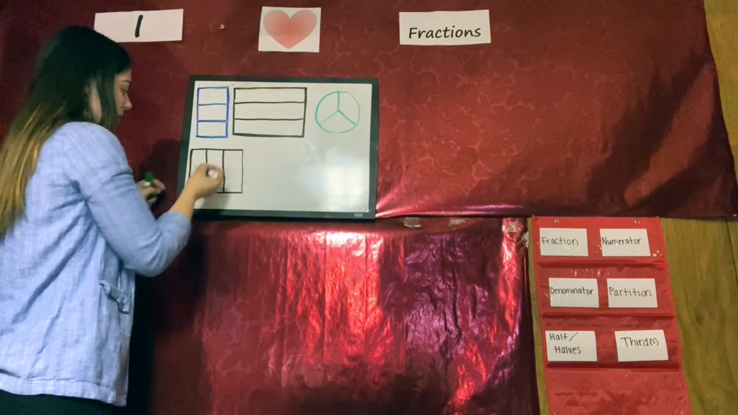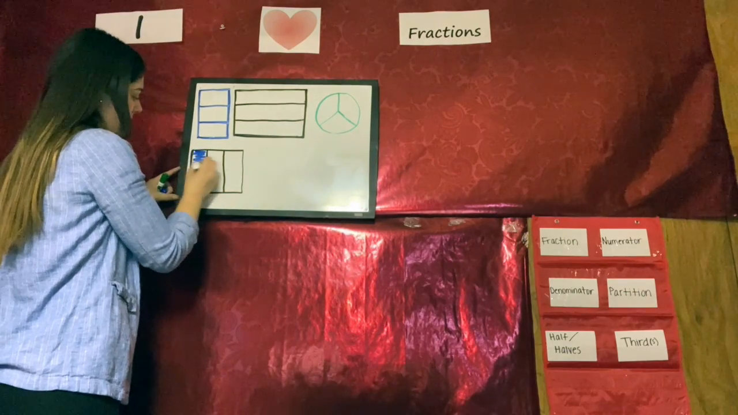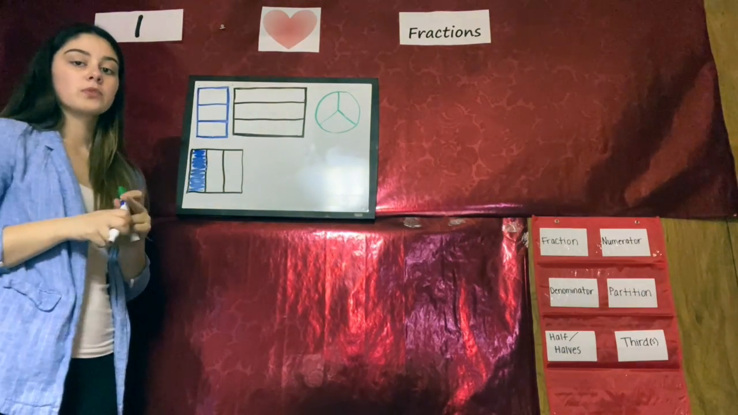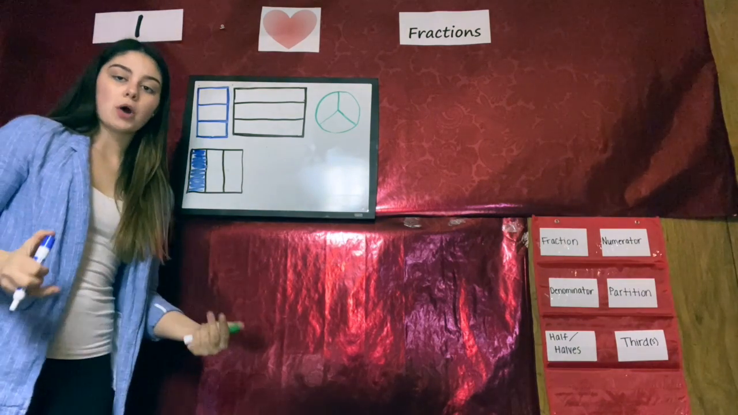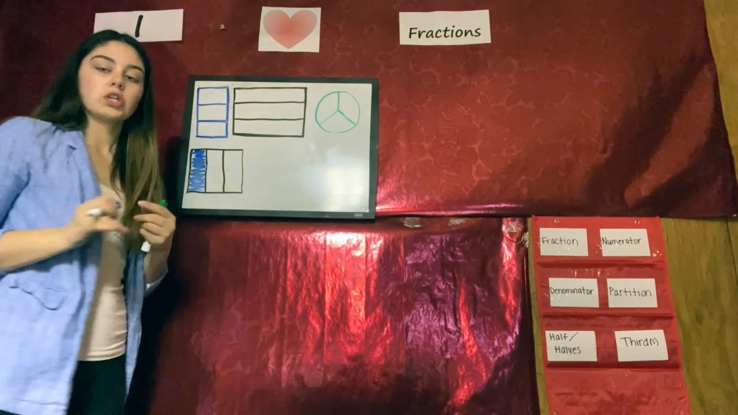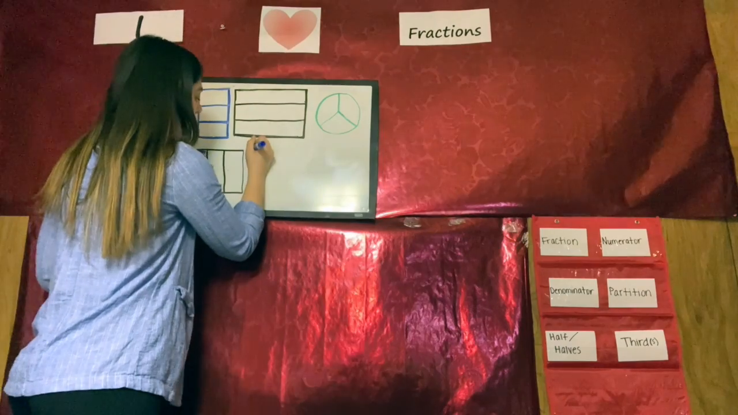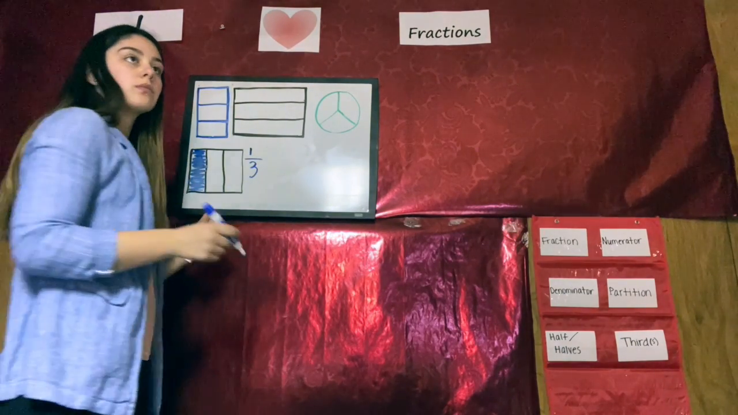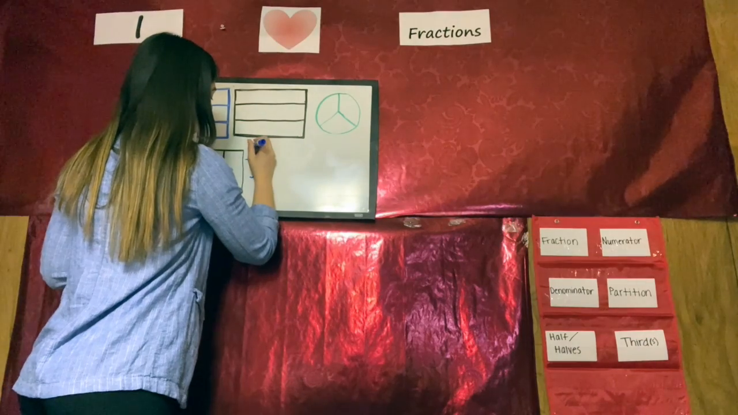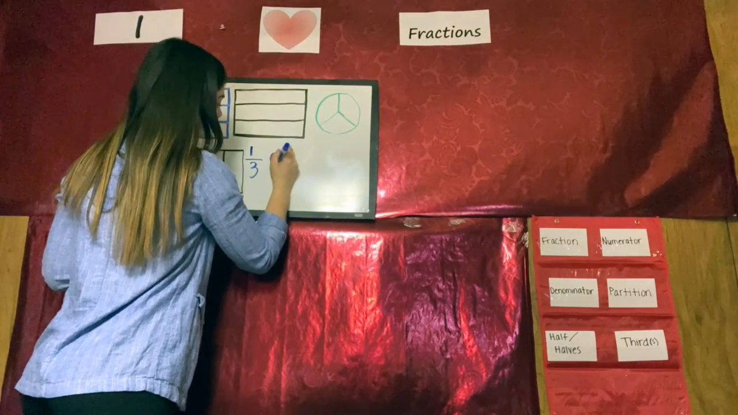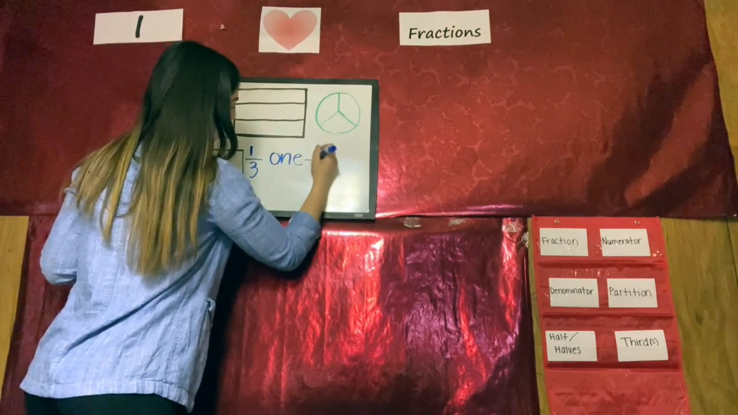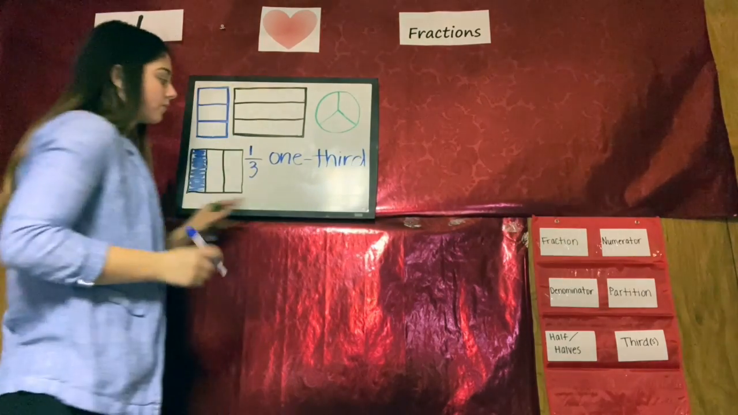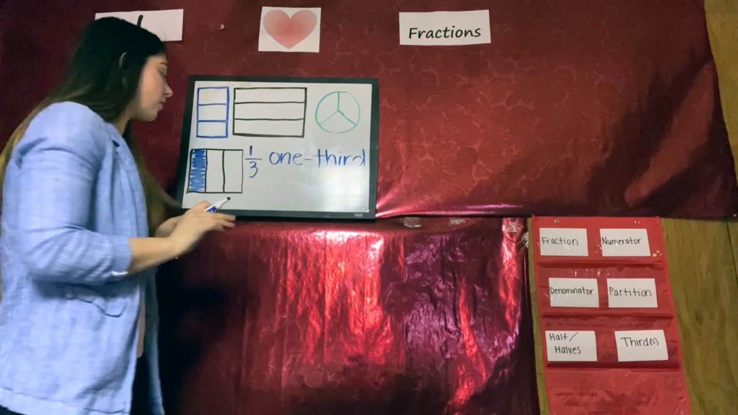If we were to shade one part of this rectangle, we would say 1 part is shaded. We would write it as 1/3 of this rectangle is shaded, or 1/3. 1/3 of the rectangle is shaded.